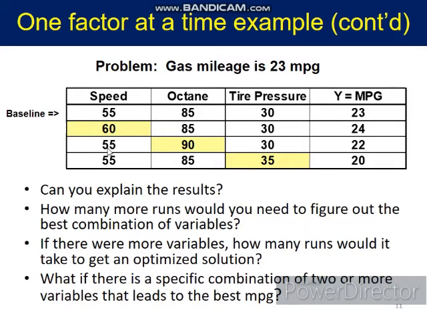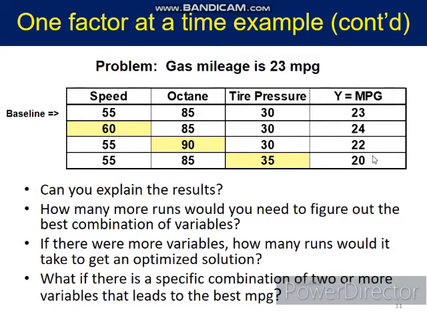Then you run a second experiment where you set the rest of the settings the same as baseline except for octane. So you increase the octane to 90, right? You run it, you get 22 miles per gallon. And then you change the tire pressure from 30 to 35, whilst maintaining speed and octane at the baseline level. You run it and you get the result of 20 miles per gallon.